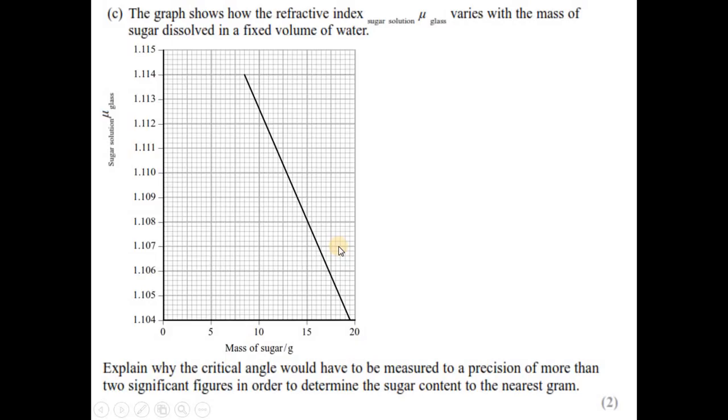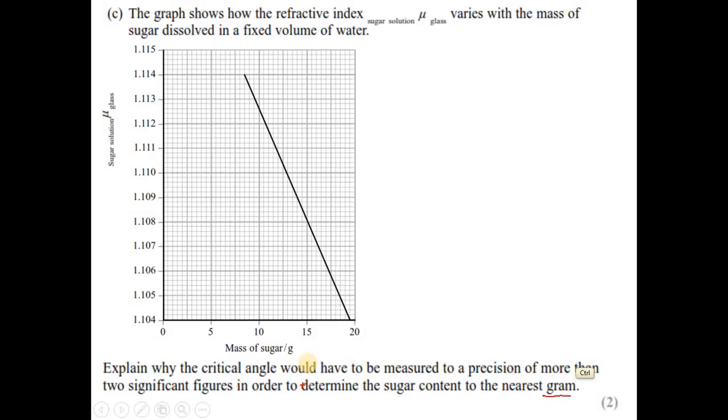Part C, the graph shows how the refractive index mu varies with the mass of the sugar dissolved in a fixed volume of water. This is the graph. So on y-axis we have a refractive index from sugar solution to glass, and then on x-axis we have a mass of the sugar. So explain why the critical angle would have to be measured to precision of more than 2 significant figures in order to determine the sugar content to nearest gram. So why should we measure critical angle to more than 2 significant figures?